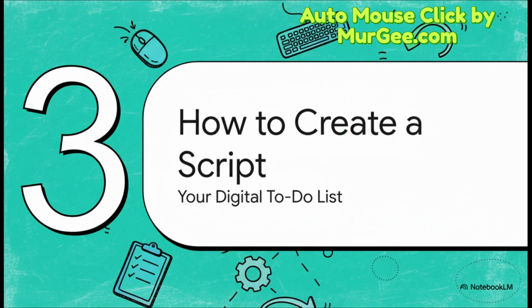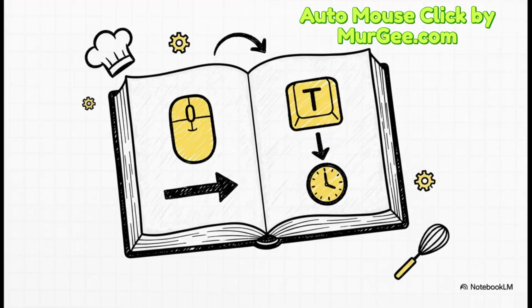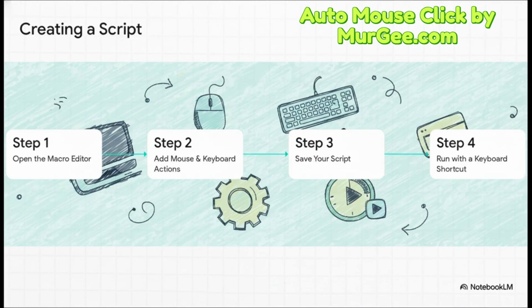That brings us to section 3, how to create a script. And hey, don't let that word script scare you off. It is so much simpler than it sounds. What's so great about this slide is the analogy. A macro script, it isn't some complex code. Just think of it like a digital recipe. Each step, a click here, a key press there, is just an ingredient. You just list them out in the right order to get the result you're looking for. Simple as that. And building that recipe, it's a super simple 4-step process.